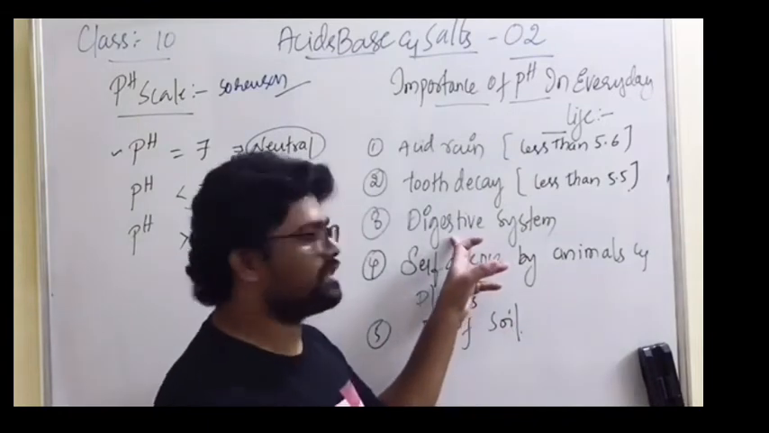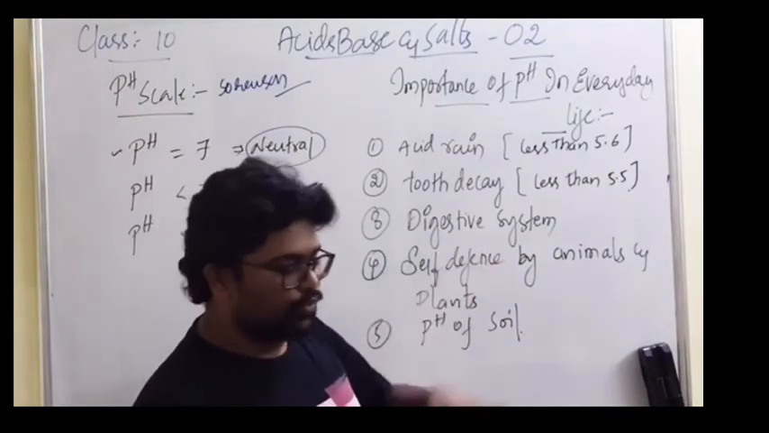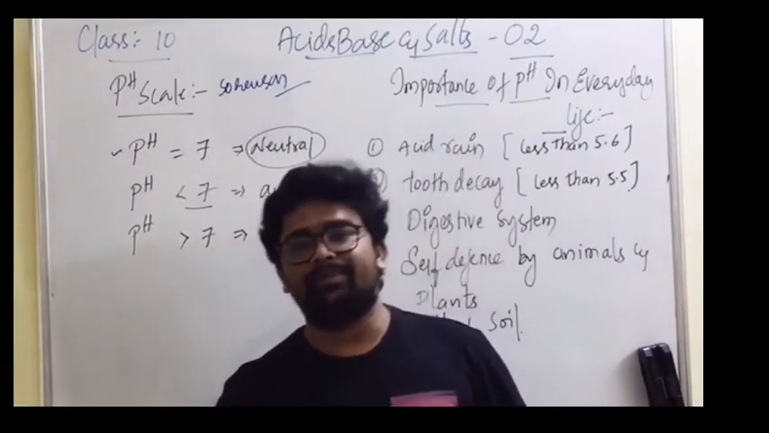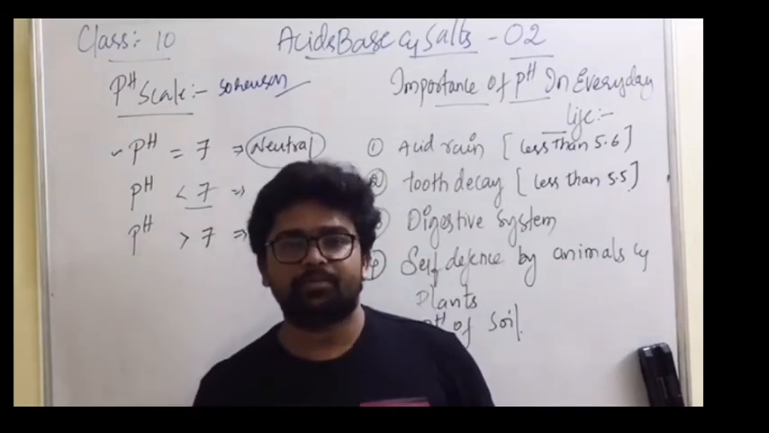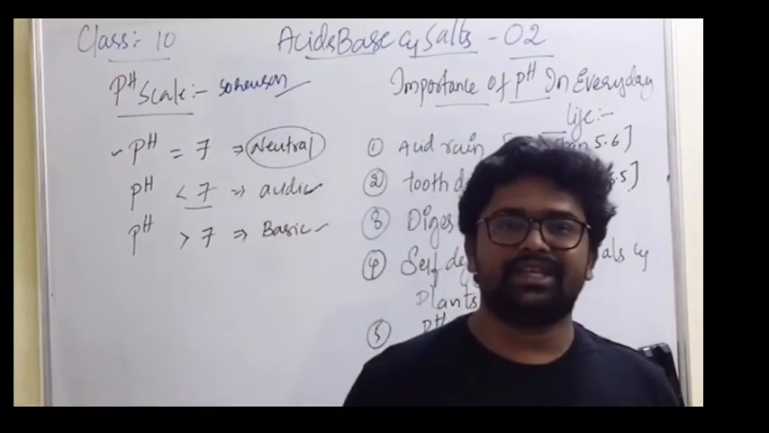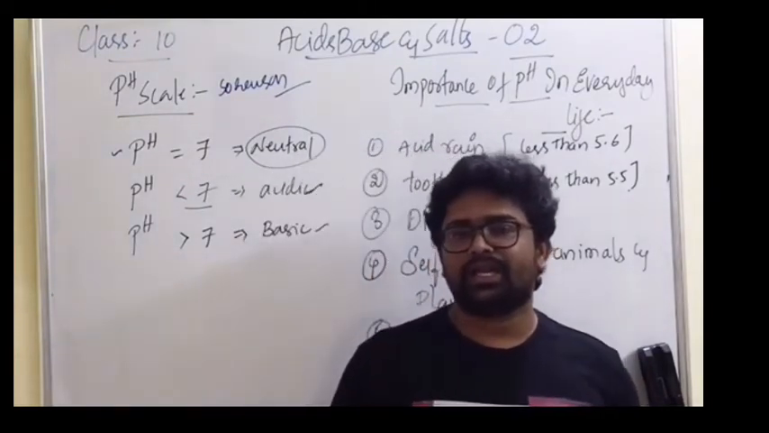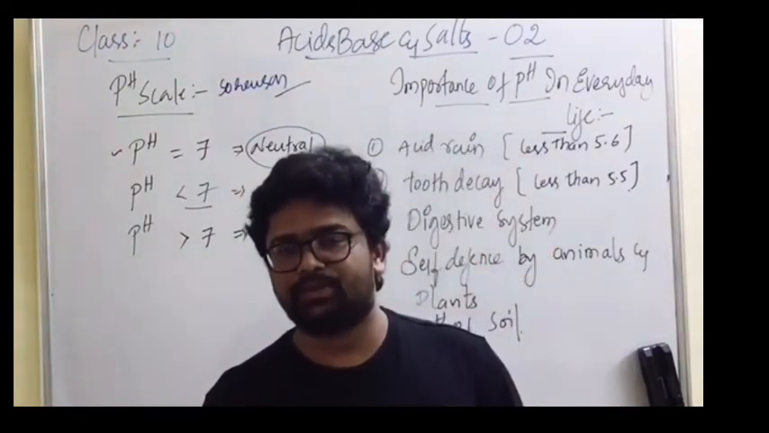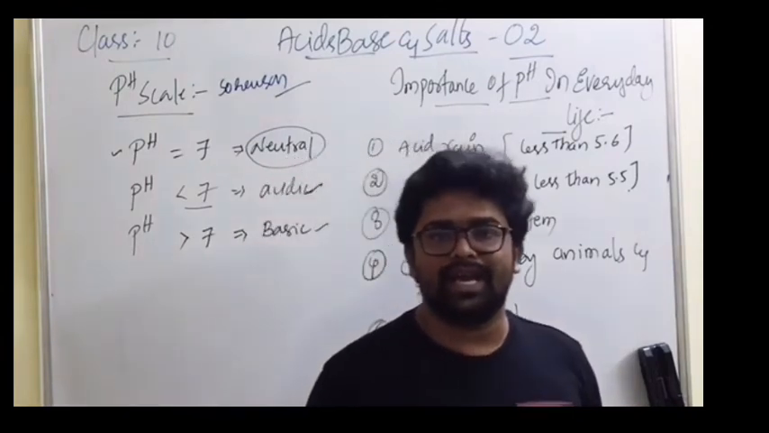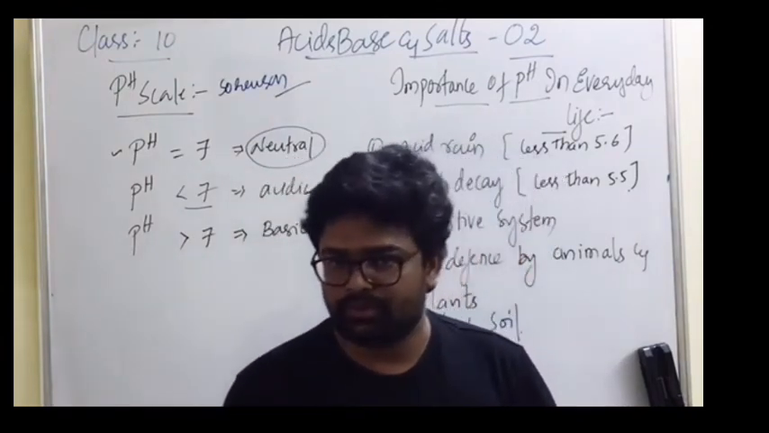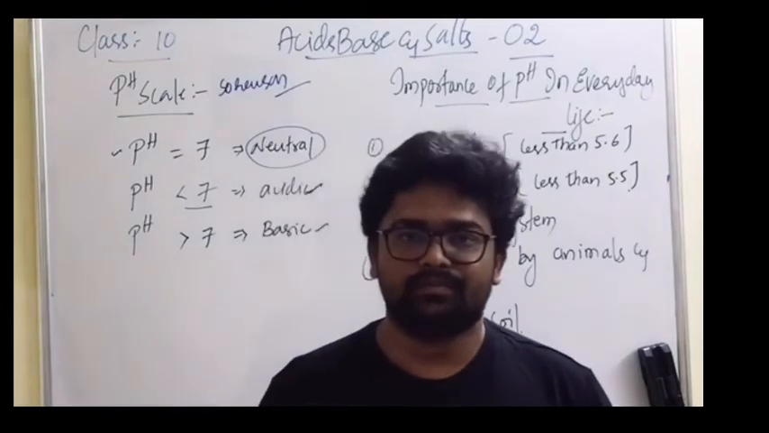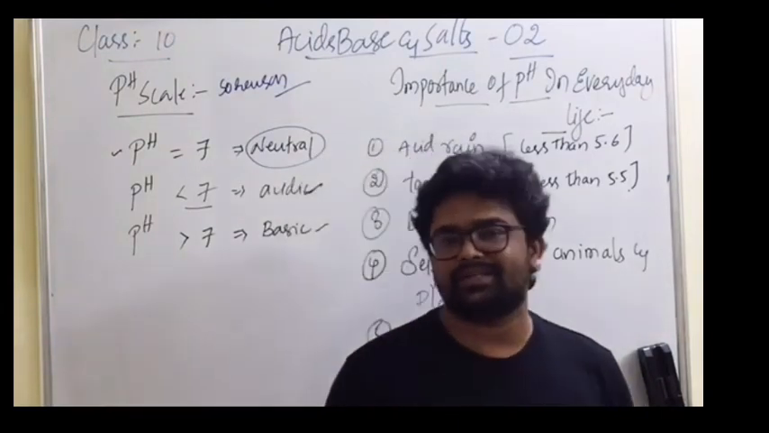The next effect is on the digestive system. We all know that in our stomach, HCl is produced. This HCl is helpful for the process of digestion. It converts the inactive form of enzyme into the active form, that is pepsinogen into pepsin, which acts on proteins and converts them into peptones.